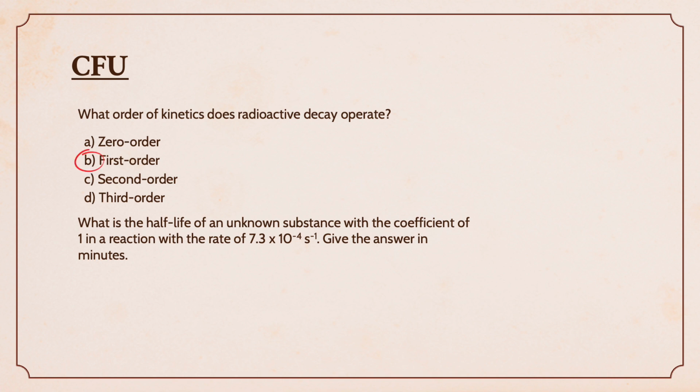The second question says, what is the half-life of an unknown substance with a coefficient of 1 in a reaction with a rate of 7.3 times 10 to the power negative 4 seconds to the power negative 1? Give the answer in minutes. We can just substitute values into our half-life equation. So it should look like half-life equals 0.693 over 1 times 7.3 times 10 to the power negative 4 seconds to the power negative 1 and get 949 seconds. And because the question is asking for it in minutes, we will divide it by 60 seconds, which will give us 15.8 minutes.